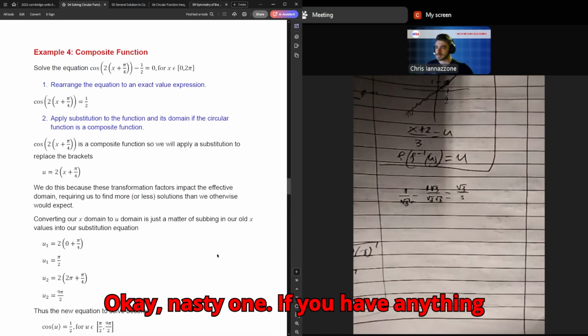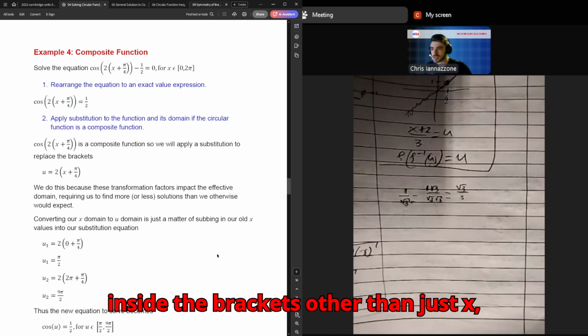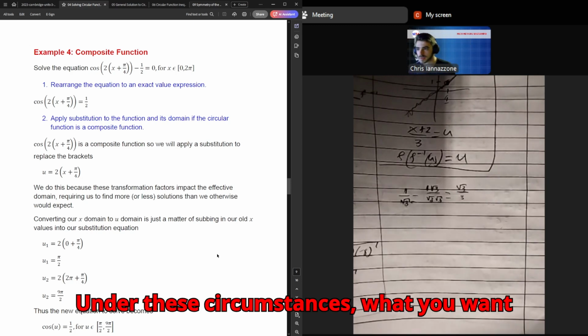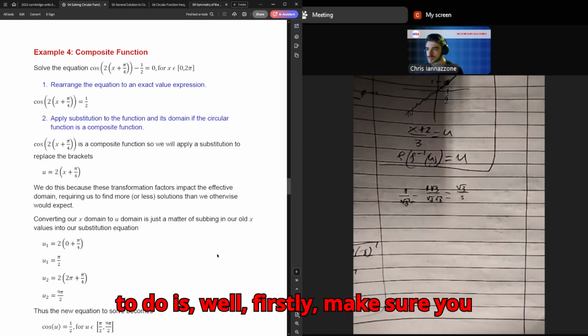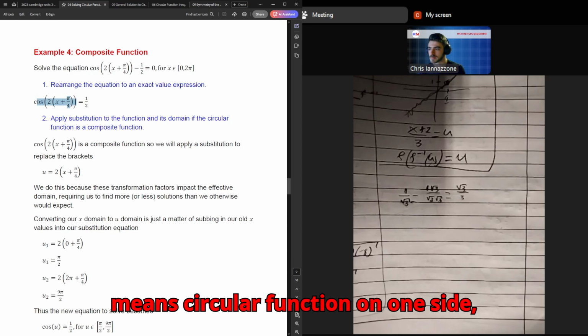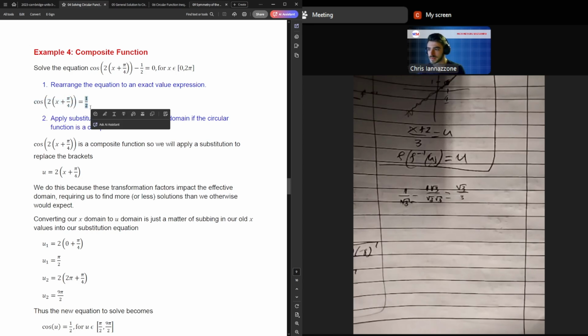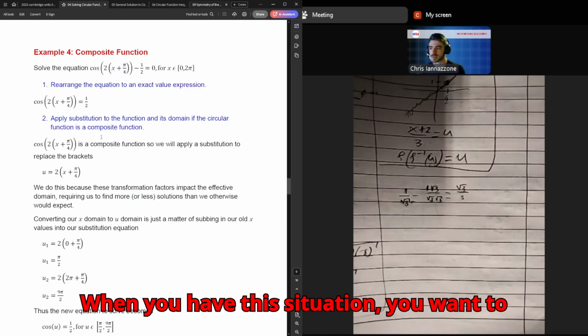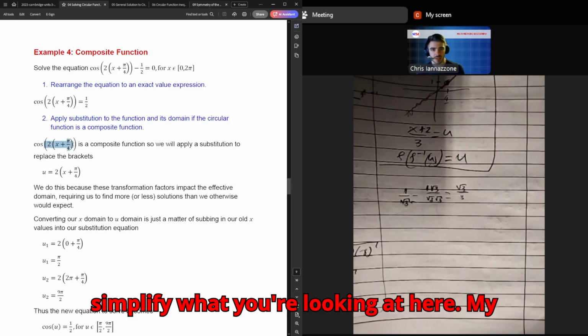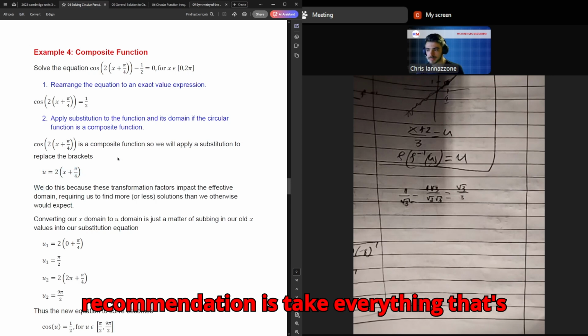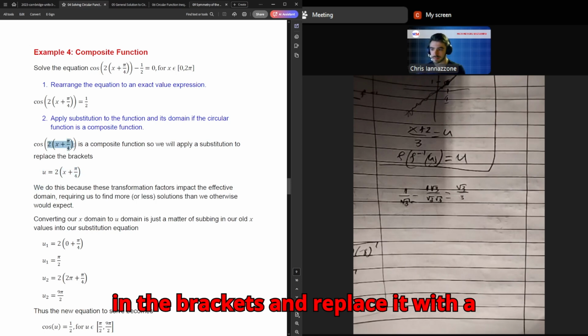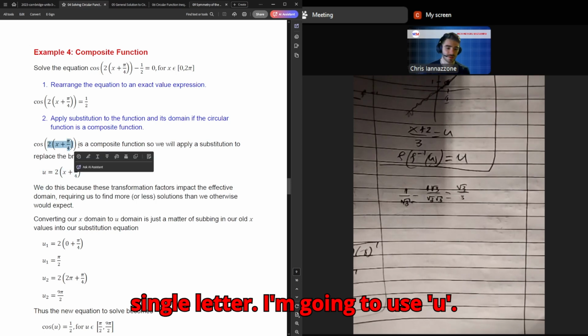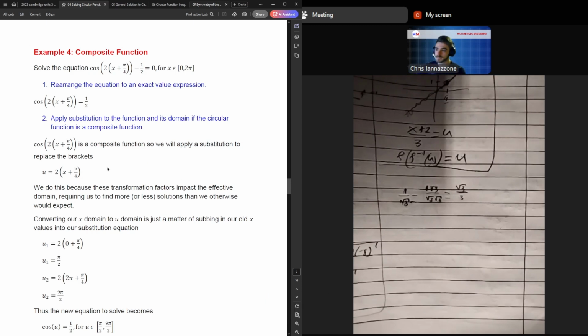Okay, nasty one. If you have anything inside the brackets other than just x, under these circumstances, what you want to do is, firstly, make sure you have an exact value expression, which means circular function on one side, exact value on the other. When you have this situation, you want to simplify what you're looking at here. My recommendation is take everything that's in the brackets and replace it with a single letter. I'm going to use U.